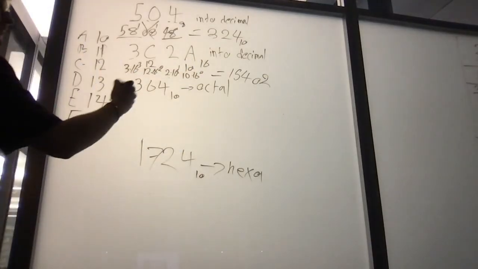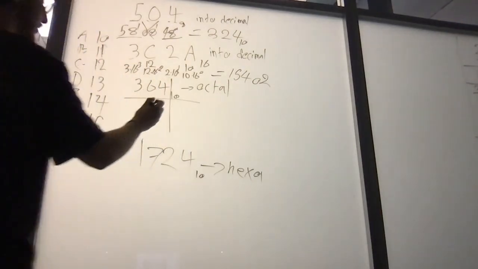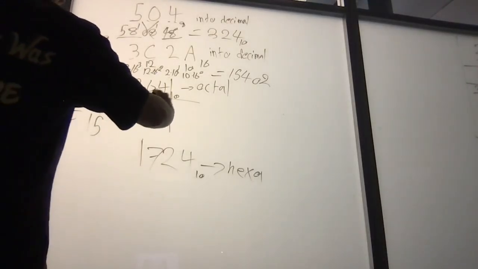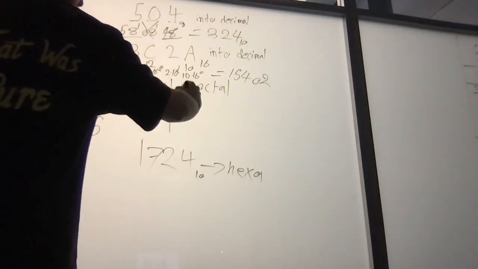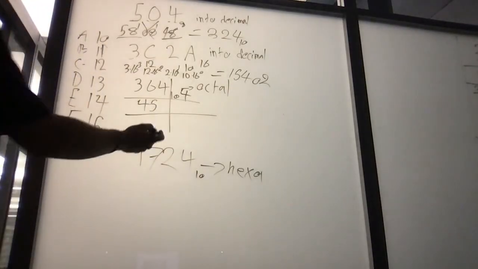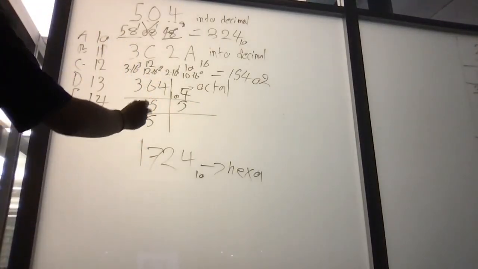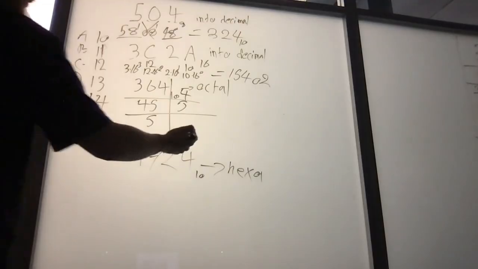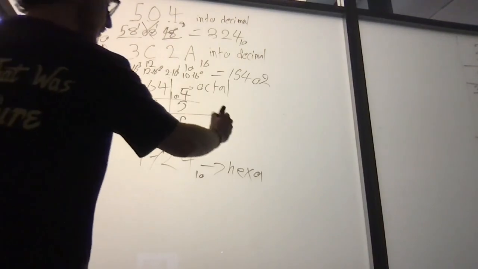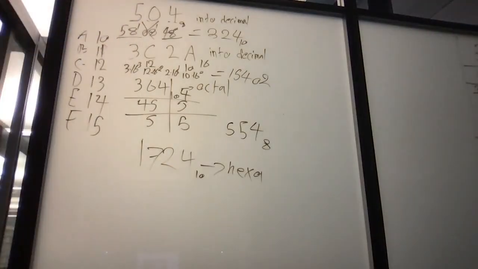And then from decimal to octal, since octal is dealing with weight of 8, we're gonna have to divide this number by 8. And once we do that, that number would go down to 45, and we would have a remainder of 4. And then if we divide 45 by 8 again, we would have 5, and we'd have a remainder of 5 right here. And then we can't divide 5 by 8, so we have to stop right there. And 554 would be our octal value that we're looking for.